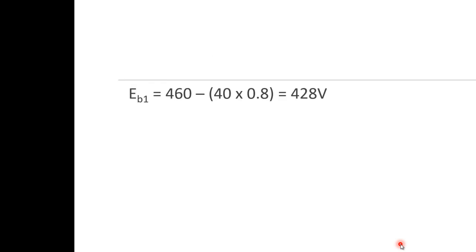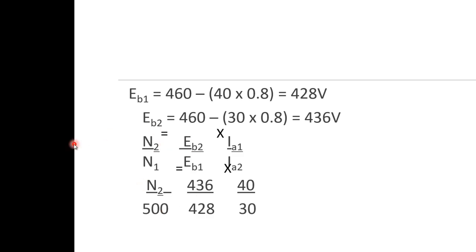So now we have to find out the EB1. So EB1 is equal to 460 minus 40 (IA1) into (0.8 plus ISC plus RSC), which is equal to 428 volts. And EB2 is equal to, instead of IA 40, here IA2 we have to take, that is 30. So we'll get 436 volts. So we know, because here we have to consider flux value, that is IA here. So N2 by N1 is equal to EB2 by EB1 into IA1 by IA2.